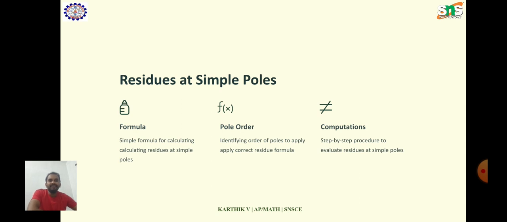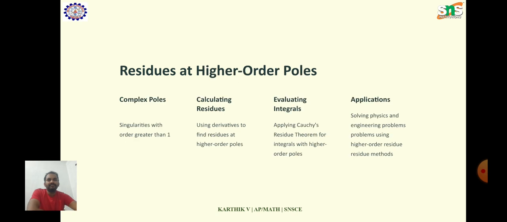Next, calculation of residue. First one is Laurent series expansion. Second one is limit calculation. Residues at higher order poles. Consider a complex function f(z) with a pole of order m at z = z0. Then the Laurent series expansion of f(z) about z0 takes the form f(z) = a_-m/(z - z0)^m + a_-(m-1)/(z - z0)^(m-1) + etc. + a_-1/(z - z0) + a0 + etc., where a_-m is the coefficient of (z - z0)^-m and represents the residue at the pole z0.